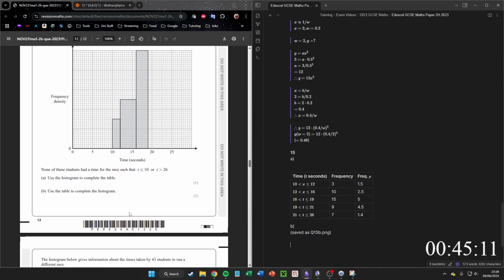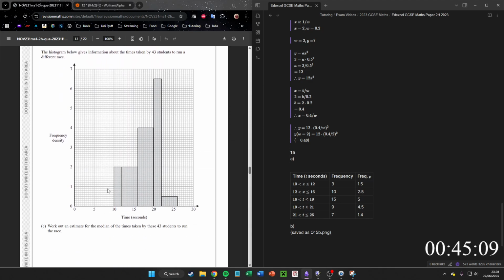Okay, question 15 continues. The histogram gives information about the times taken by 43 students to run a different race. Work out the estimate for the median of the times taken by these 43 students to run the race. So 43 students. If it was 42 students, then halfway is 21. So the median student of 43 students is the 22nd. We have to just find out what the 22nd is. So let's have a look.